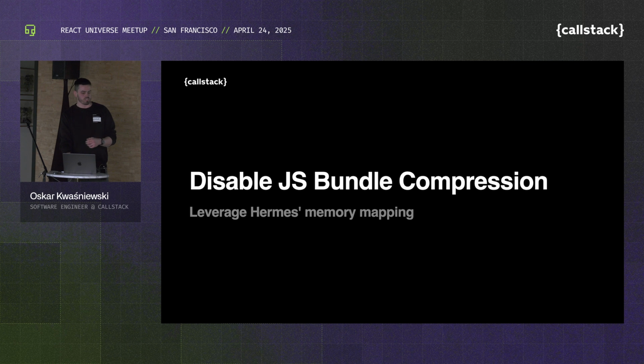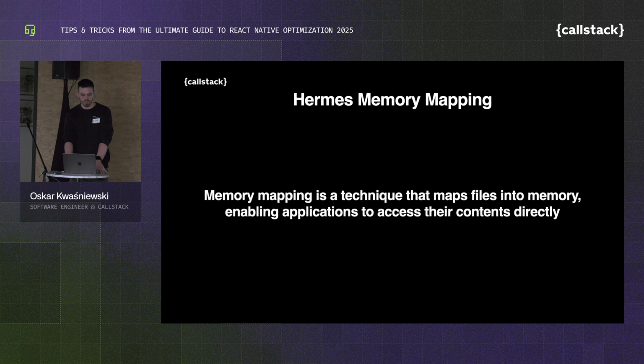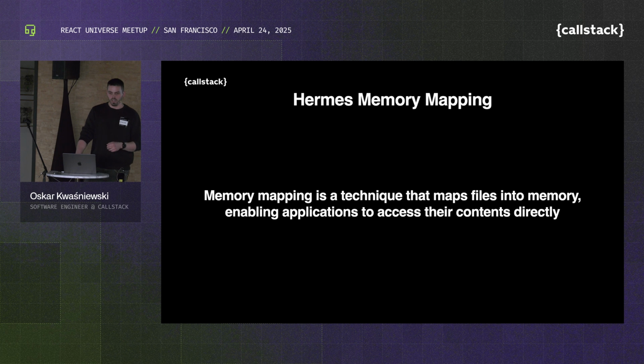Next tip is to disable JavaScript bundle compression in order to leverage Hermes' built-in memory mapping. So memory mapping is a technique that maps files into memory, enabling the application to access their content directly, which makes it faster. And this is one of the most important optimizations that Hermes does, and it can speed up your TTI. But it turns out it was not leveraged on Android through all these years.